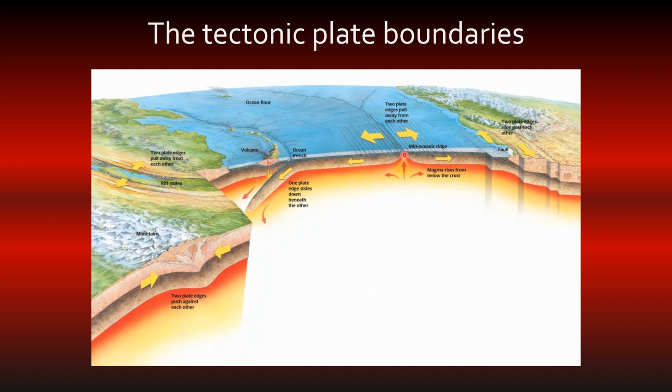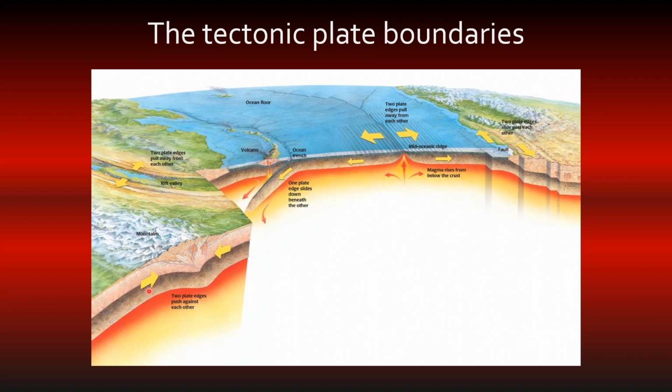We're going to talk more about what's happening there. Then we have the part where they're sliding past each other. We call that a transform boundary. And the most famous example of this would be the San Andreas Fault in western United States. So think about where you've heard of that before and what kinds of things happen at transform boundaries.